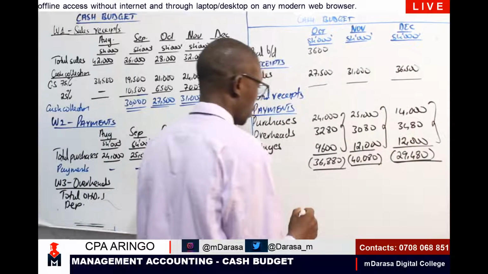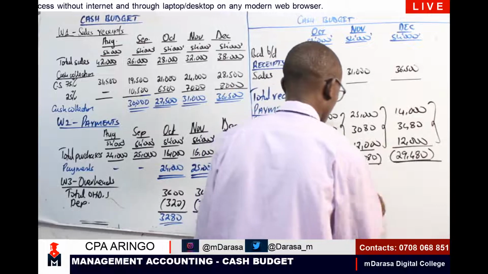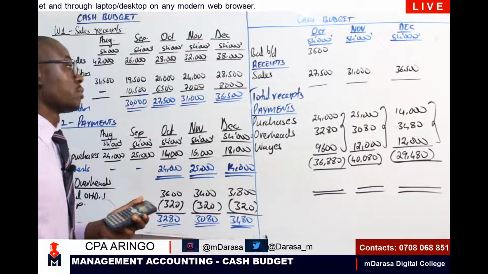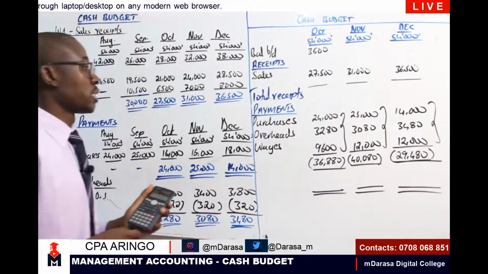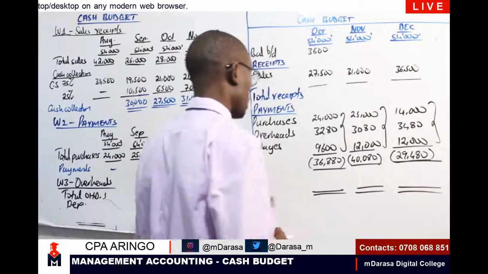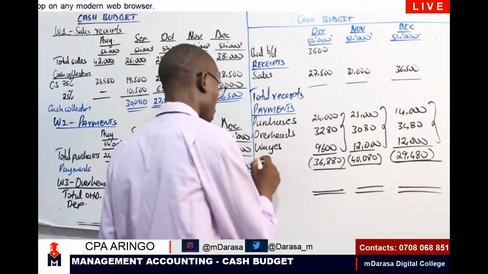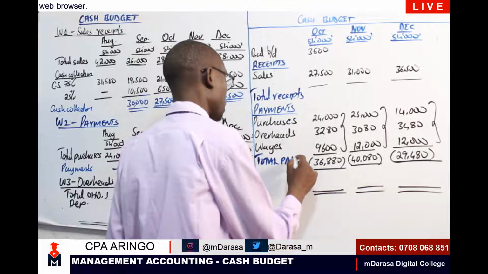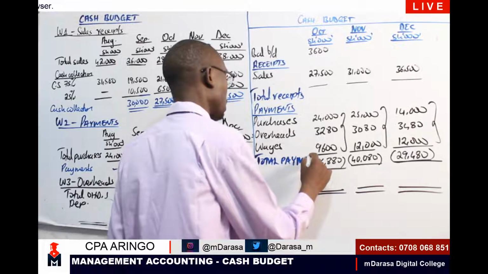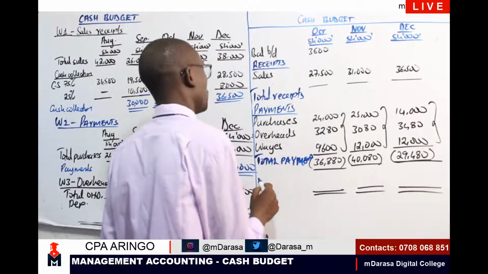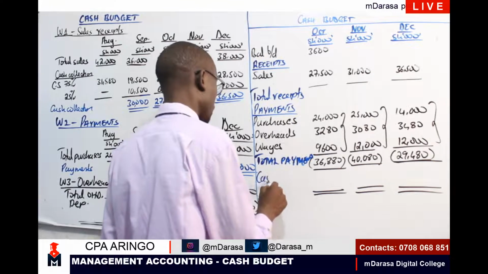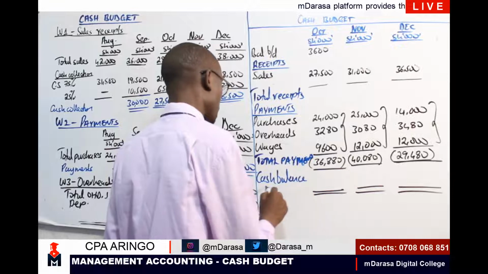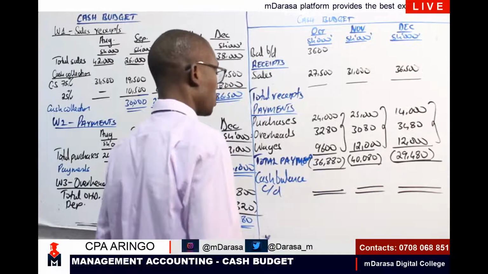So as at the end of the day, we can now determine our cash balance. These are total payments. Now we can determine our cash balance as at the end of the period. So cash balance carried down. So what will you be having?